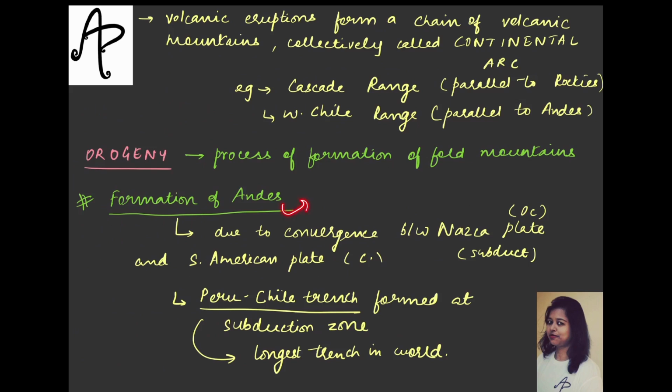So when we talk about the formation of the Andes Mountains, this formation takes place due to the convergence between the Nazca plate, which is an oceanic plate. Since it is an oceanic plate, it will subduct under the South American plate, which is a continental plate. If they are converging, there will be a trench formation also. So here the Peru-Chile trench is formed at the subduction zone, which is the longest, not the deepest. We are not talking about the deepest, because in this kind of convergence the depth is not as great as in oceanic convergence, where, for example, the Mariana Trench is the deepest one. So here it is the longest trench in the world.